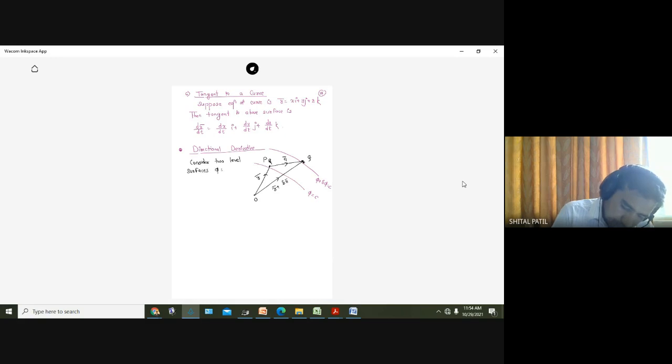Consider two level surfaces, phi equal to C and phi plus delta phi equal to C.